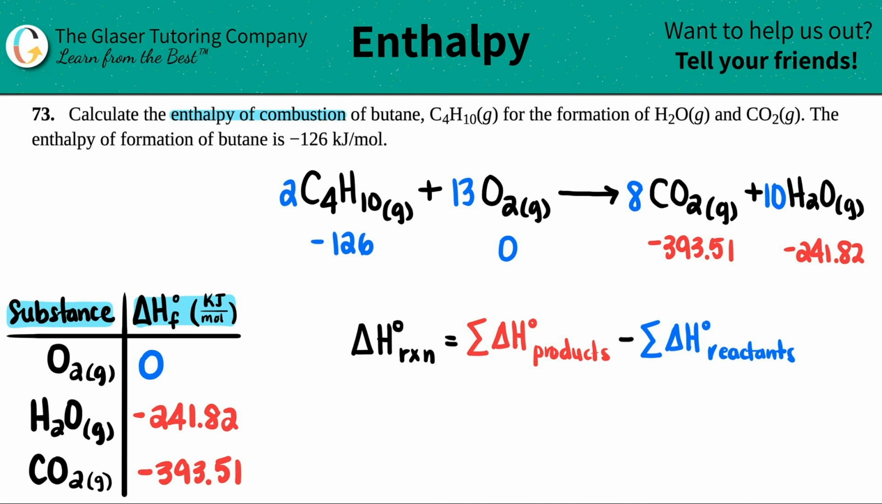Well, we take the values that were given to us, so the negative 126, the 0, the negative 393.51, and the negative 241.82, and we will multiply them by how many of each we have in our balanced equation. We use the coefficients. So for example, since I have 2 butanes, C4H10, I'll multiply this by 2. There's 13 O2s, so technically I should multiply that by 13, but it's still going to be 0. There's 8 CO2s, so I multiply that number by 8, and then there's 10 waters, so I multiply that by 10.